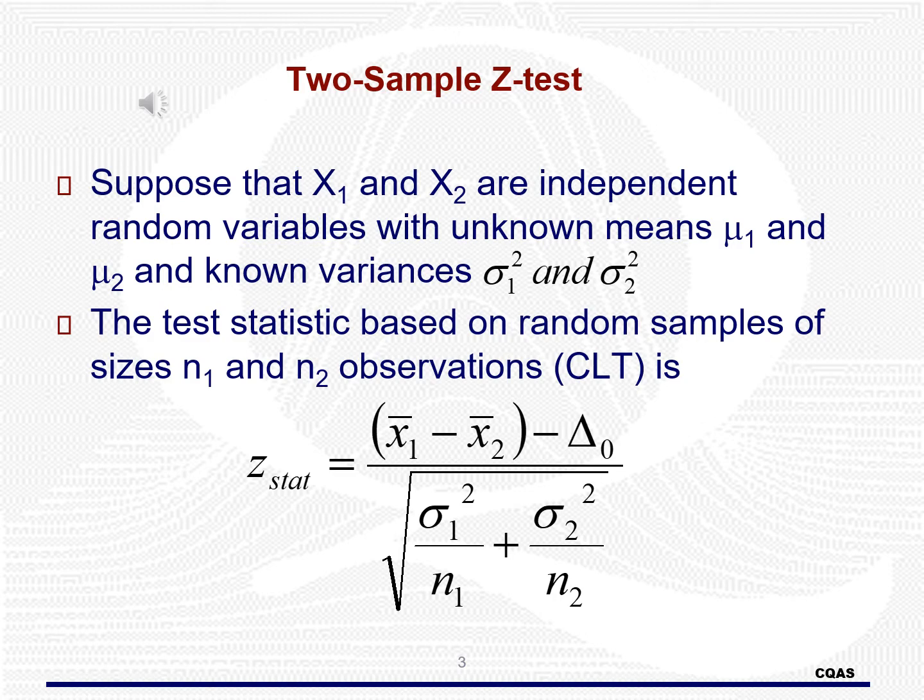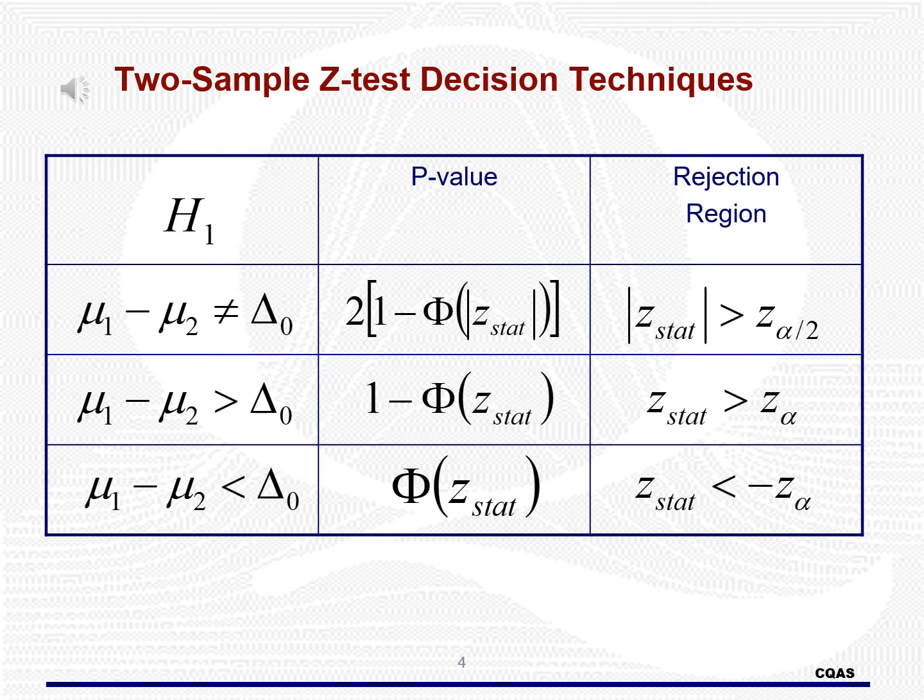So how do we do this? The table on the slide tells you how to determine the p-value for the hypothesis test based on the alternative. You should be able to see that this is really no different than what we saw for the one-sample test. Notice the table also gives you the rules for using the rejection region method. So in this case, we know what the variances are. But what happens if the variances are unknown?